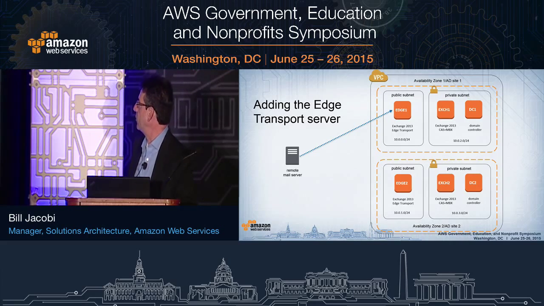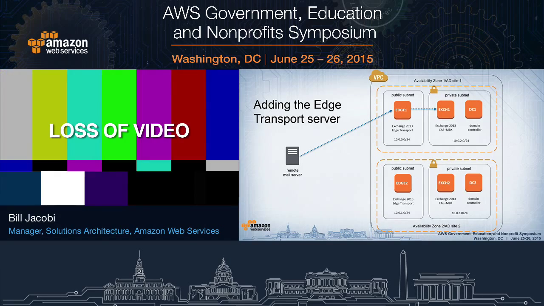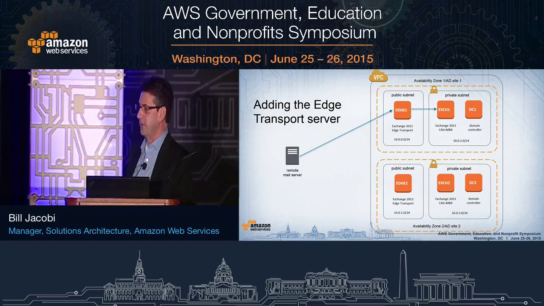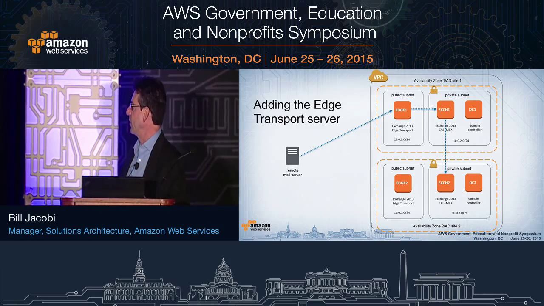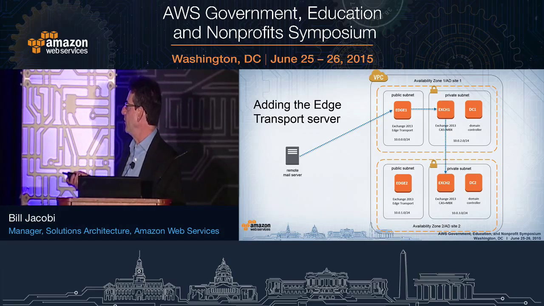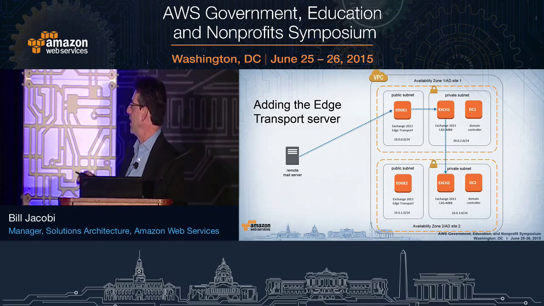We would put an edge server in the DMZ. The edge server would talk to the Exchange server, which might be Exchange Server 1. And if it turned out that the mailbox that needed to be updated was in Exchange Server 2, Exchange, as a middle tier application server in this case, would communicate with Exchange 2 in the second availability zone. So the only difference between this and the prior diagram is that we've added the edge server to the DMZ.